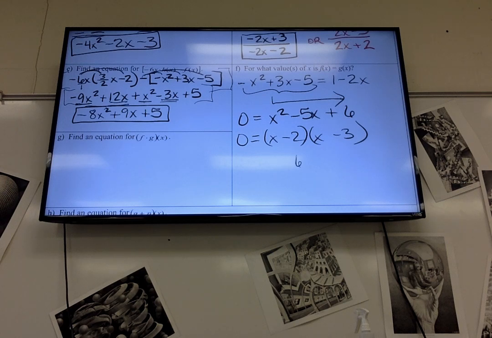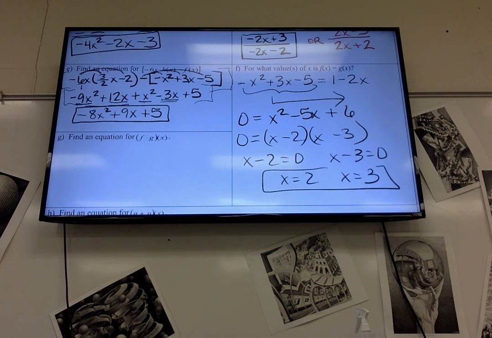If I do 6 and 1, the reason why it won't work is because I have to have the signs being different for them to add to give me negative 5. But when I multiply them, I won't get a positive 6. So that's why it's not 6 and 1. Set each one equal to 0 because it actually says to find the values, not just the equation. So there's your answers.